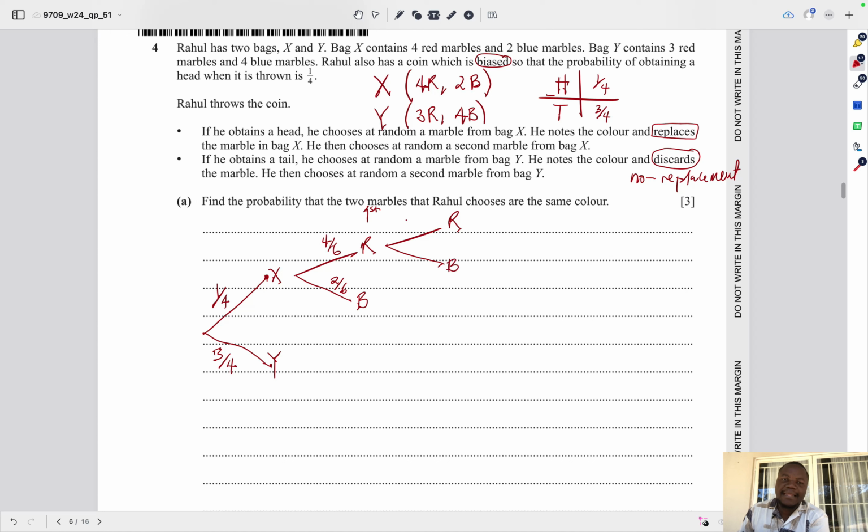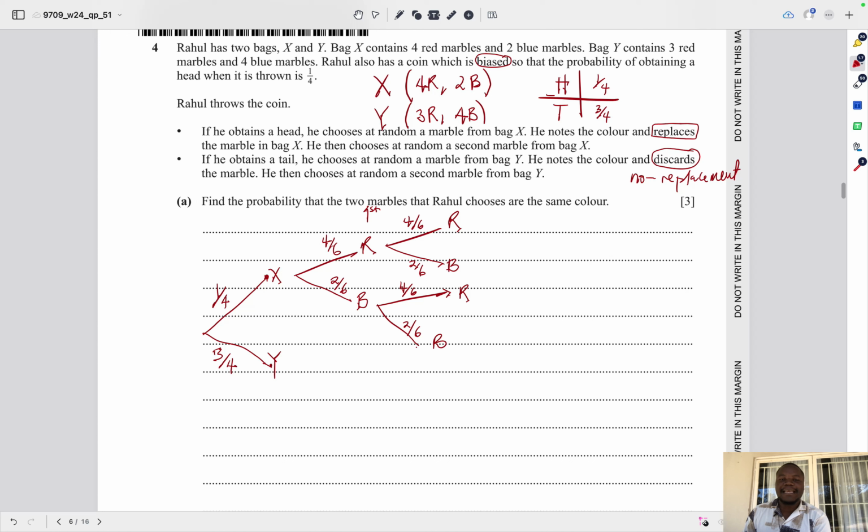So again, the probability of picking the second ball, since he replaced the first one, would stay the same, 4/6. And then for this one, it is still going to stay 2/6. And then here again, if it's going to be the same, red, blue. So here it is going to be again 4/6, 2/6. That's how it's going to go.